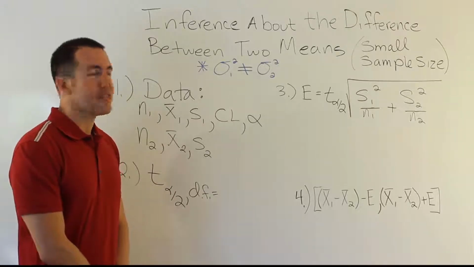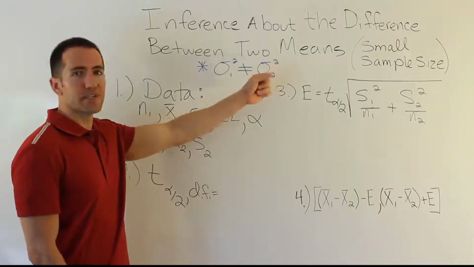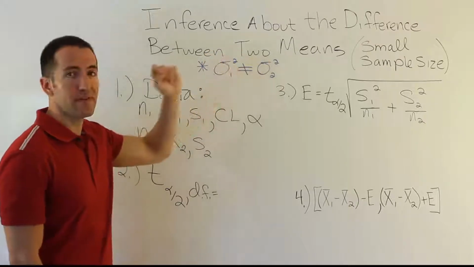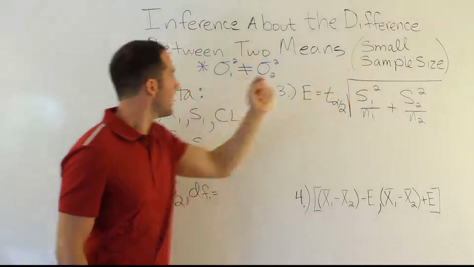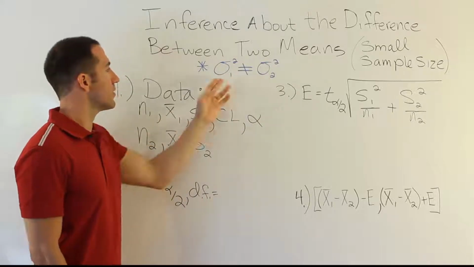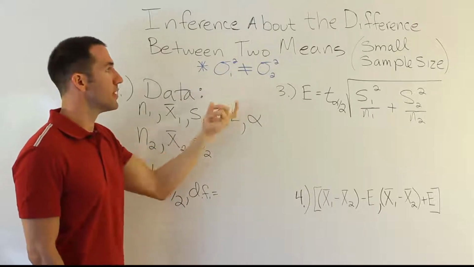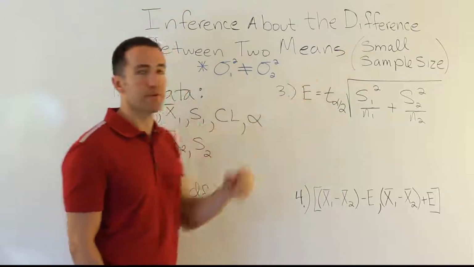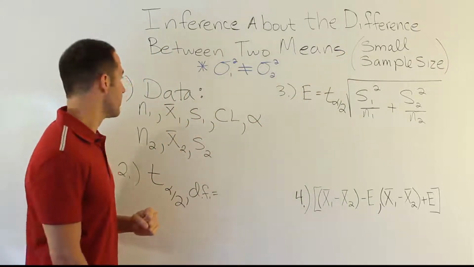In this video we're looking at the inference procedure again, a confidence interval to compare two population means when the sample sizes are small and we assume that the population variances are unequal. So that's important. The population variances in this example are unequal, the sample sizes are small, we're doing a confidence interval to compare two population means.